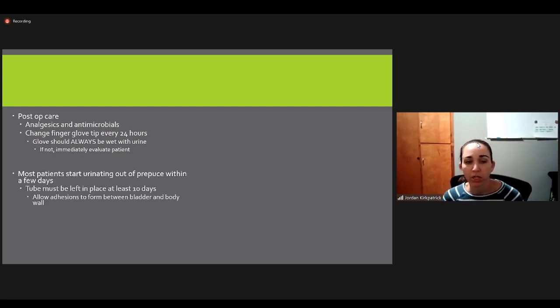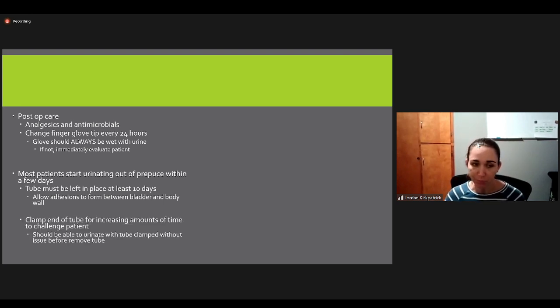Most patients start urinating out of the prepuce within a few days, but the tube has to be left in place for at least 10 days, because you're waiting for an adhesion to form between the bladder and the body wall before you remove the tube.